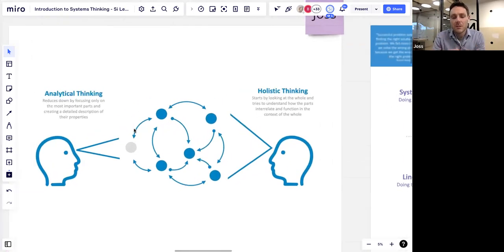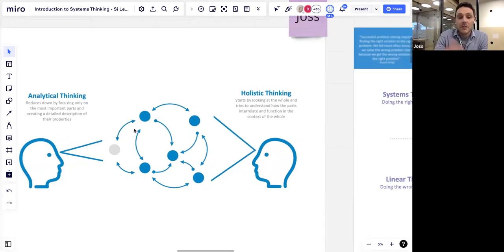So just to expand upon that a little bit, analytical thinking, maybe you've heard of this. It's a mode of inquiry where we focus on the parts of the system and try to gain an understanding of those parts and their properties. It often leads to a detailed description of things, particularly of their internal workings, because we're narrowing down our vision to really understand what's going on within a particular area. So it reduces down by focusing only on the most important parts and creating a detailed description of their properties. And we'll look at examples in a minute.